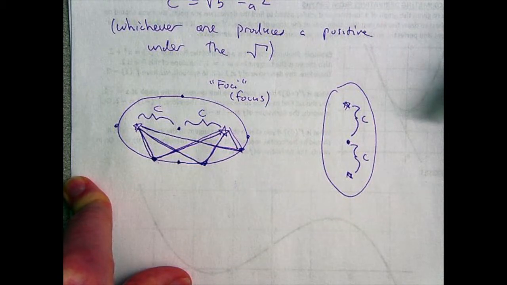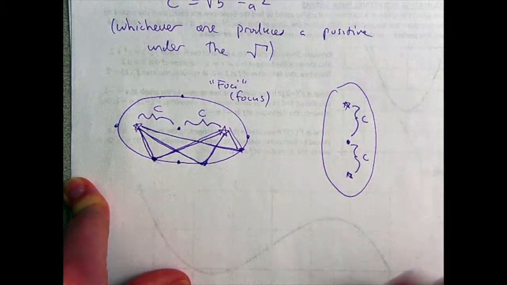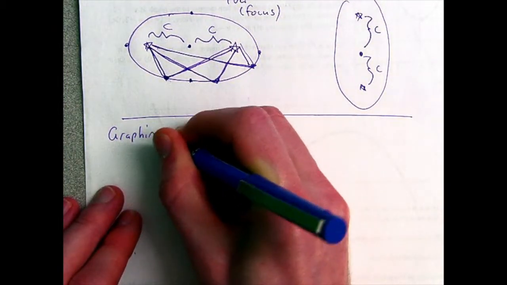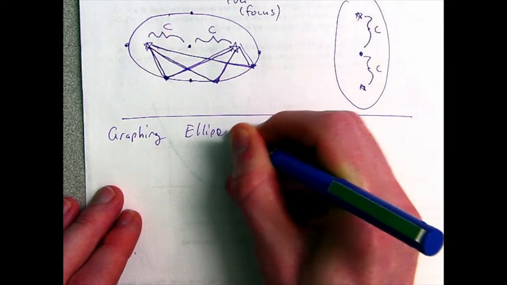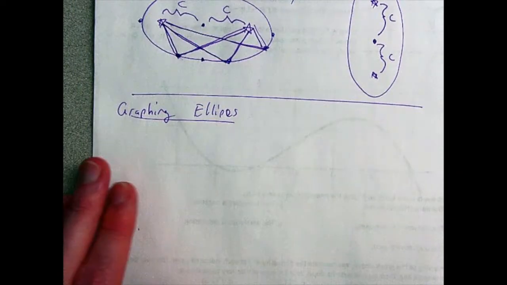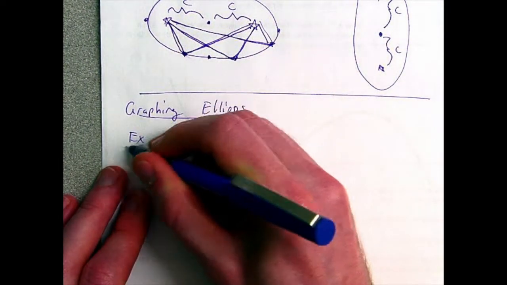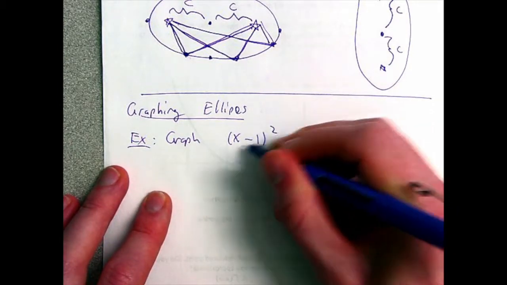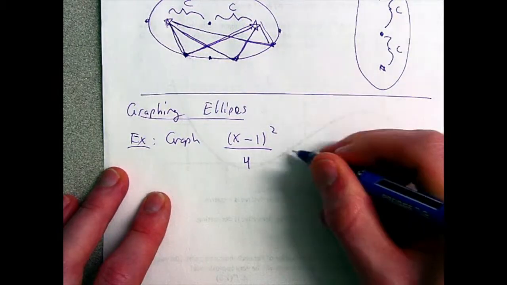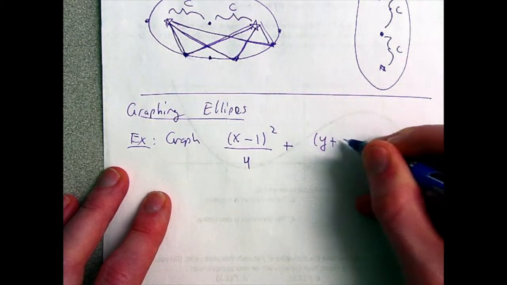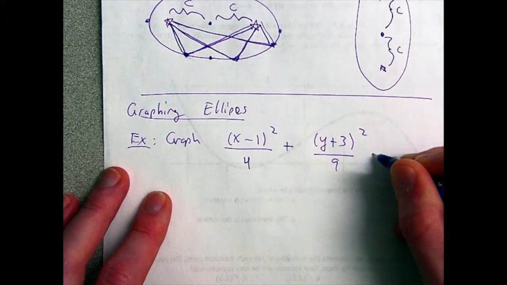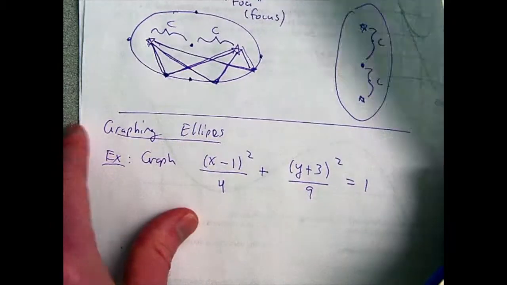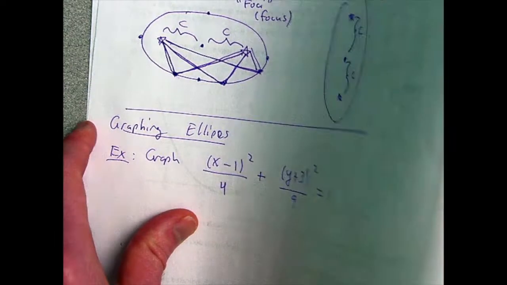One thing that we should certainly be able to do is graph ellipses from their equations. So let's talk about graphing ellipses. If someone gives you the equation of an ellipse, you should be able to graph it. Let's graph (x minus 1) squared over 4 plus (y plus 3) squared over 9 equals 1. You should first of all recognize that this equation structurally looks like the equation of an ellipse. It matches it.